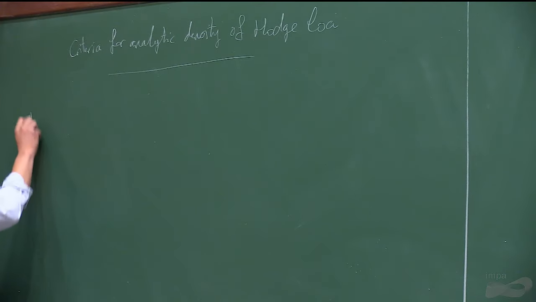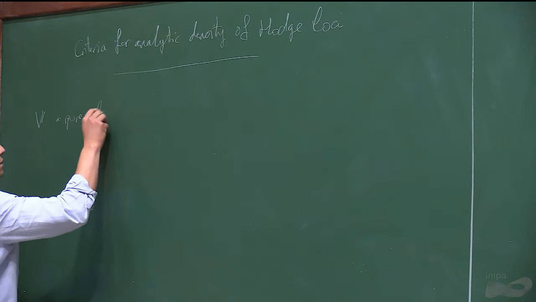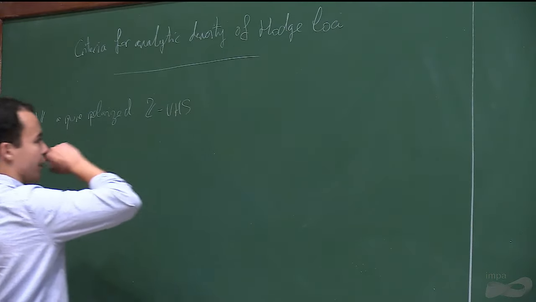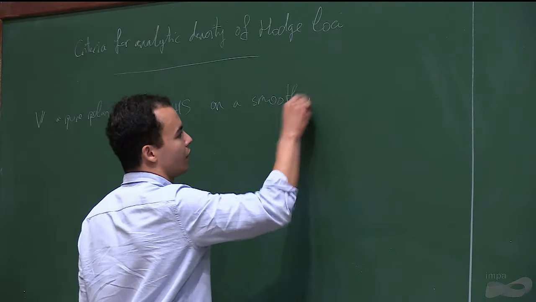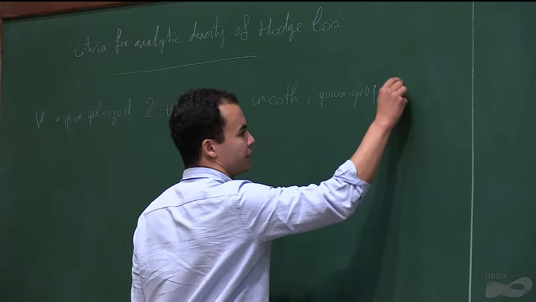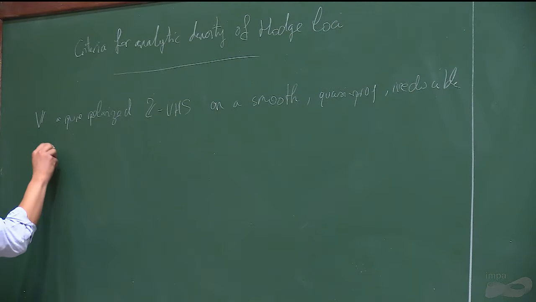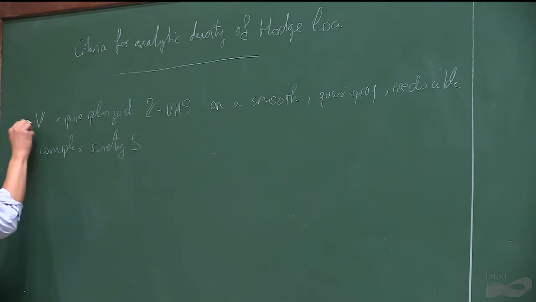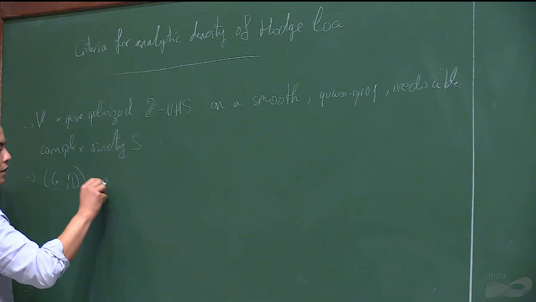So throughout the talk, V will be a pure polarized integral variation of Hodge structures. It will be on a smooth, quasi-projective and irreducible base, complex varieties. Okay, so I'll denote by GD what I will call the generic Hodge datum of V.